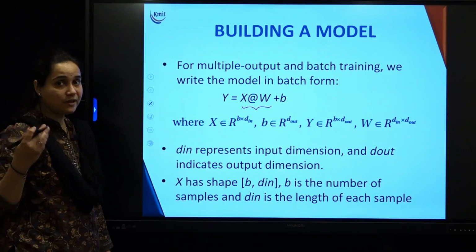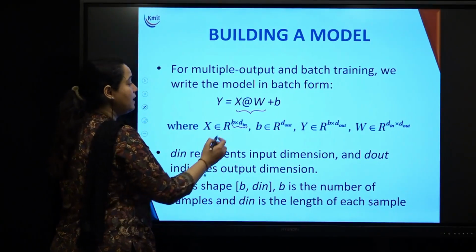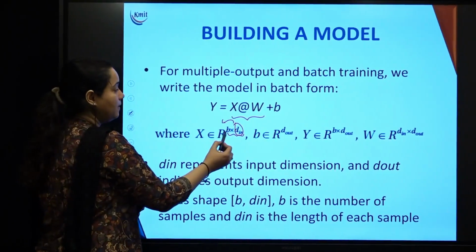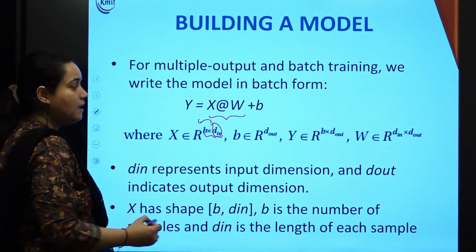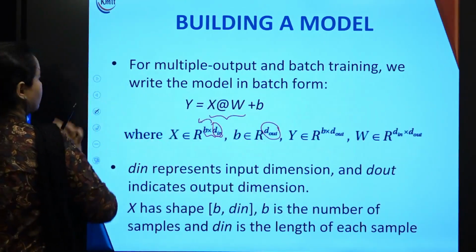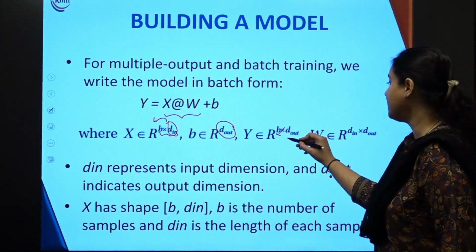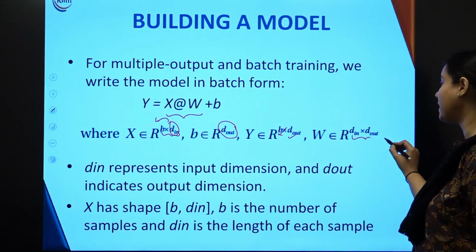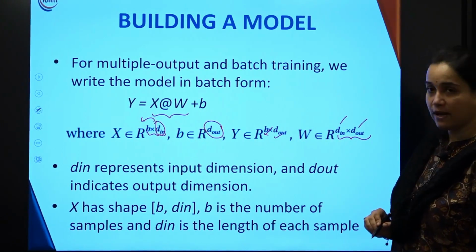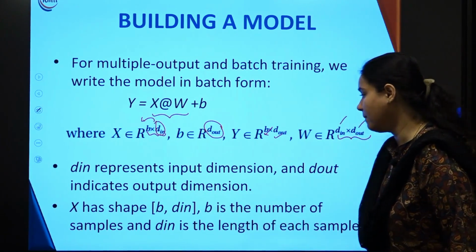So, if you are dealing with batch data, then the dimensions will be like this. Input will be having d_in but with an associated batch. So, now it is a matrix of dimension b by d_in, and bias is again relevant to the output dimension, and the output is again dealing with the batch size and output dimension, and this is weight. The weight is always relevant to input dimension and output dimension. So, d_in represents input dimension, d_out represents output dimension.